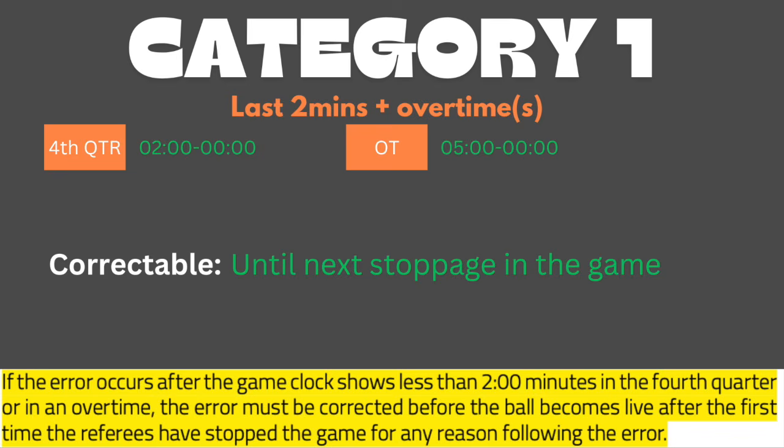If the error occurs after the game clock shows less than 2 minutes in the 4th quarter or in an overtime, it's correctable until the next stoppage in the game, which, as we know, is when the referee stops the game for any reason following that error.